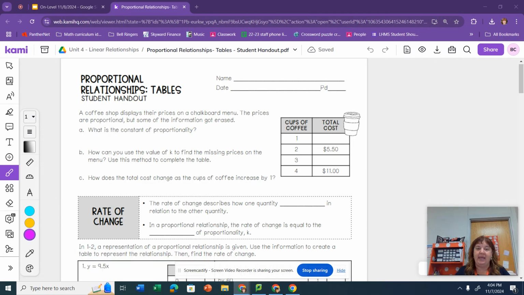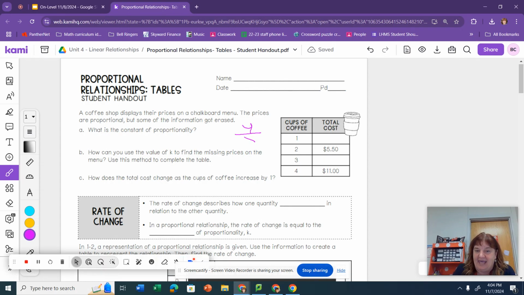There we go. Okay. So it says the coffee shop displays their prices on a chalkboard menu, and they got erased. Could we fill this back in? What's the constant of proportionality? Well, remember we do y over x. So we're just going to do the 550 over 2, and that means our constant of proportionality is $2.75.